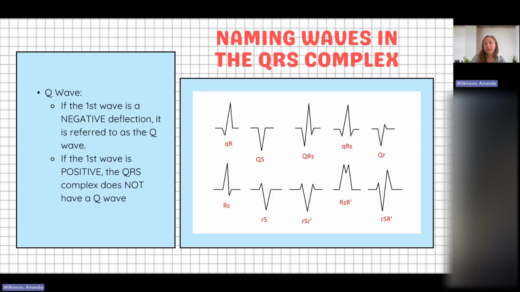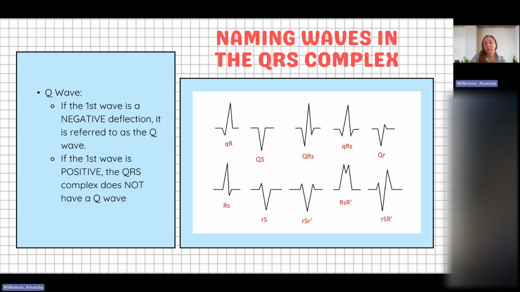So we'll quickly break down how we name the different parts of the QRS complex based on the direction of deflection and the sequence of waves. I find this one a little bit confusing, so it's okay if you don't get it right away, because I definitely did not. If the first deflection is negative, it's called a Q wave. If the first deflection is positive, there's no Q wave. Instead, you go straight into an R wave. Any negative deflection after an R wave is called an S wave.